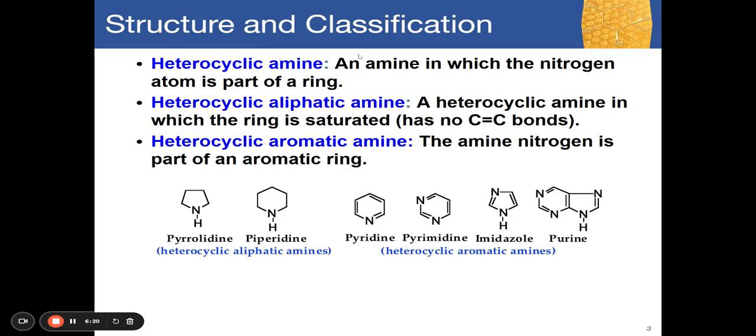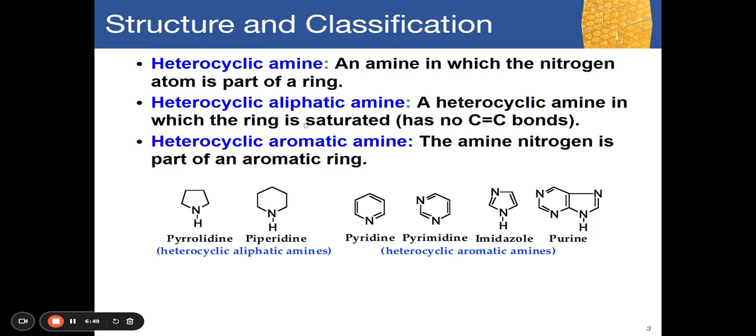We have heterocyclic amines, which are amines in which the nitrogen atom is part of the ring. And we have heterocyclic aliphatic amines, which are heterocyclic amines in which the ring is saturated. Meaning of saturation, no, it has no double bonds attached to it. Okay, and we have heterocyclic aromatic amines, which is usually when there are double bonds, that is your unsaturated.